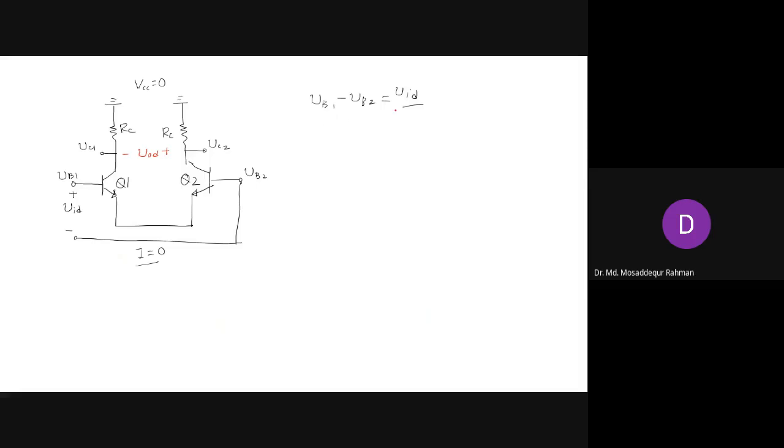Now, this VID will divide, as I said, for identical transistors, equally between Q1 and Q2. So you have VID by 2, plus on this side, minus on this side. And then the other half of VID, plus on this side, minus on this side. So the total remains VID, right? Half VID plus half VID is VID. So the difference between V1 minus V2 is VID.